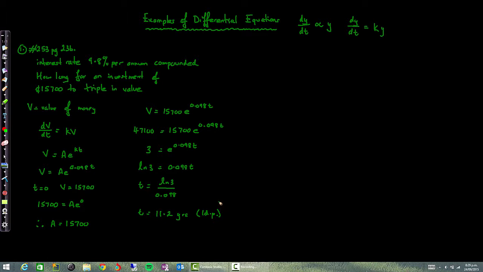Now, I'm going to have a look at the example which was given on page 235. So this is not a question, it was the first example. So why am I doing example 1 as an example? Because it's a useful one to show why this k is going to be basically the percentage rate of change.